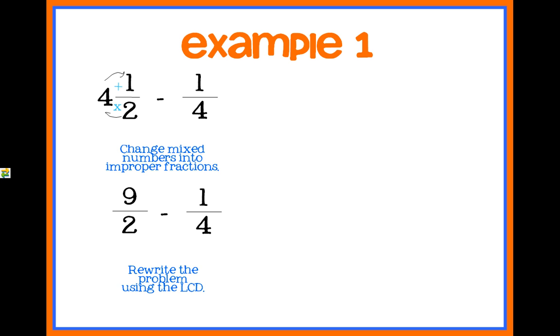Now we're going to have to rewrite the problem using the LCD. We do not have common denominators, so we have to make it that way. Bring them over to the side and line them up so we can see them clearly. Now, for here, we can use our shortcut rule to figure out if we can find a common denominator. And that shortcut is, will the smaller number go into the bigger number? So will 2 go into 4? Yes, it will. And in that case, we can use 4 as our common denominator.